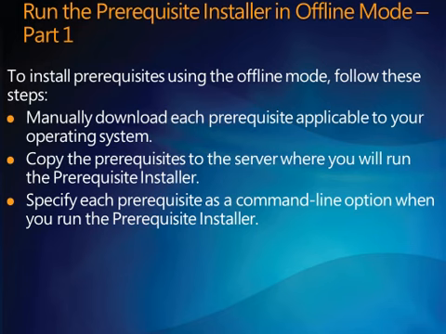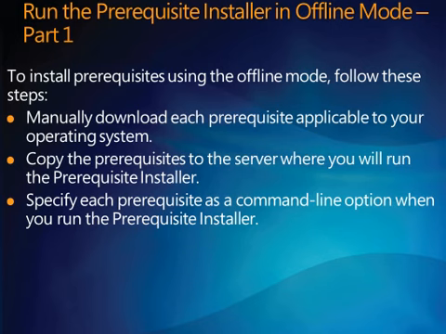The prerequisite installer by default downloads components from the Microsoft Download Center to the server on which you are installing Fast Search Server 2010 for SharePoint. The prerequisite installer requires internet access and a Windows firewall open at port 80. If the server where you are running the prerequisite installer does not have internet access, you can use the prerequisite installer in an offline mode.